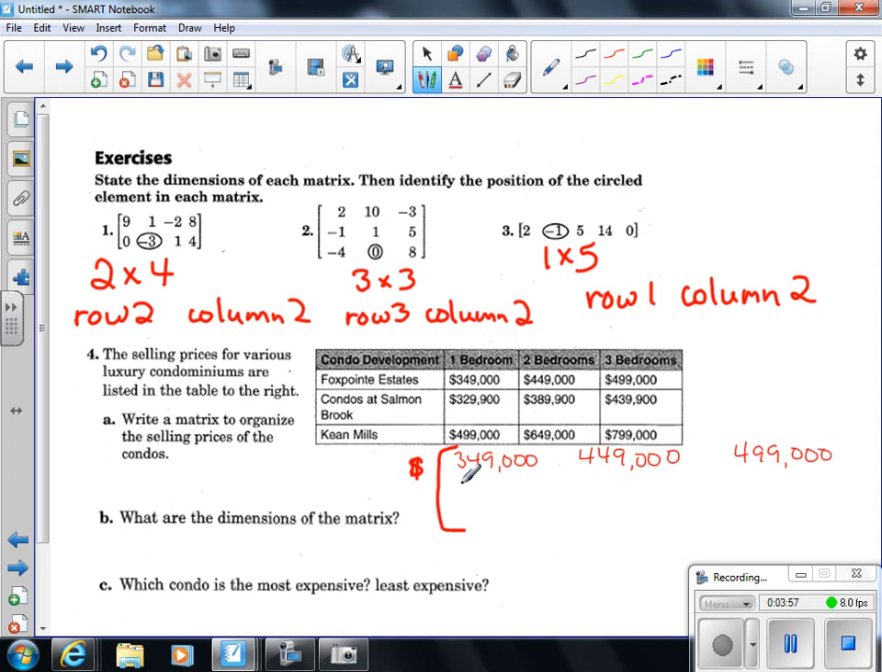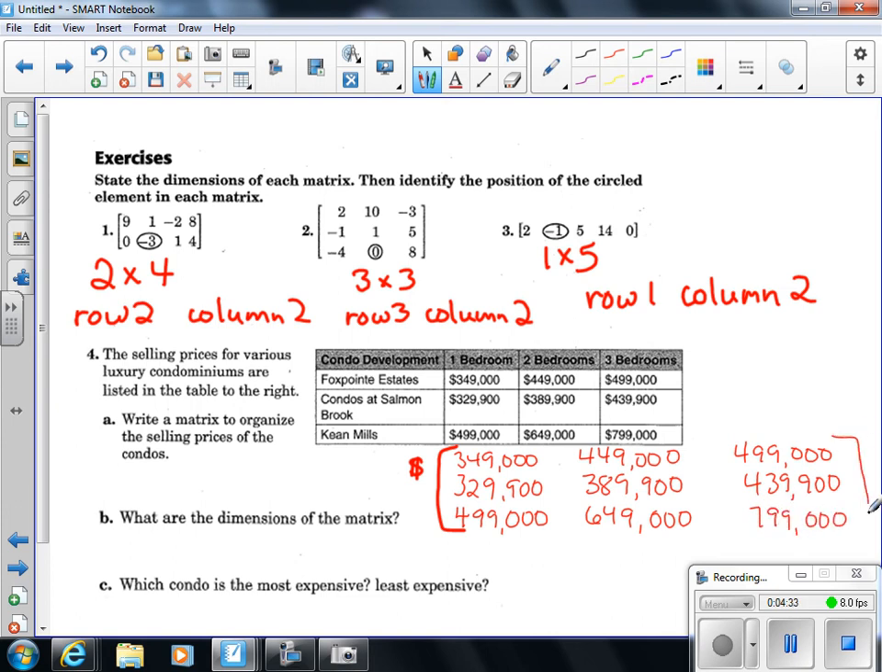And then on the second row, we're going to have 329,900, and then 389,900, and 439,900. Now you may be saying, okay, why am I writing this out? Well, later on you might have 2 sets of data that you're going to do some kind of mathematical calculations with. But right now we're just talking about how a matrix is organized. So that would be how I'd write that data in a matrix.